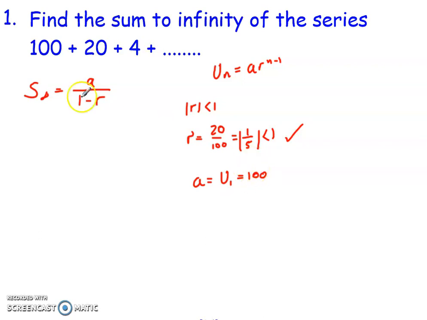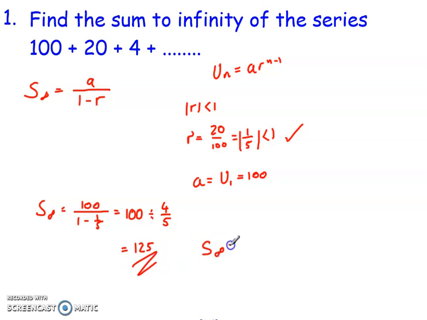So now that I've got all the information I need, plug it in, work it out, and I get my answer. So my sum to infinity for this one is going to equal 100 over 1 minus a fifth. So it's then going to be 100 divided by 1 minus a fifth, which is 4 fifths. Now remember, to divide by a fraction, we turn it into a times and flip it. So it's the equivalent of 100 times 5 over 4. 100 divided by 4 is 25. Times that by 5, and we get 125. So I can say fine. So my sum to infinity for that series is going to be 125. That's as high as we're going to get.